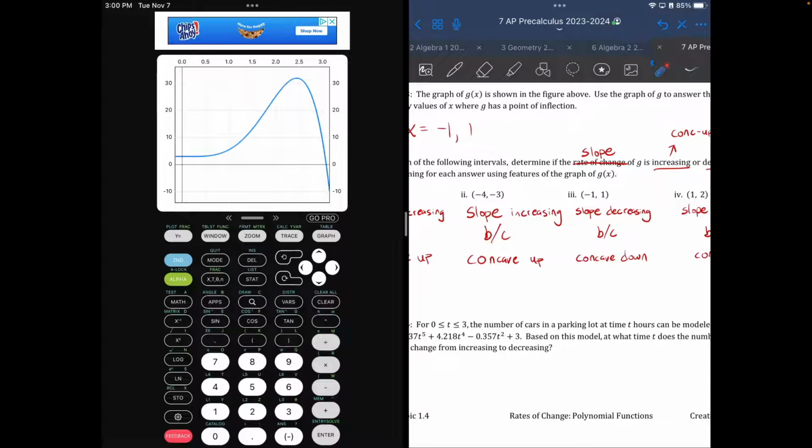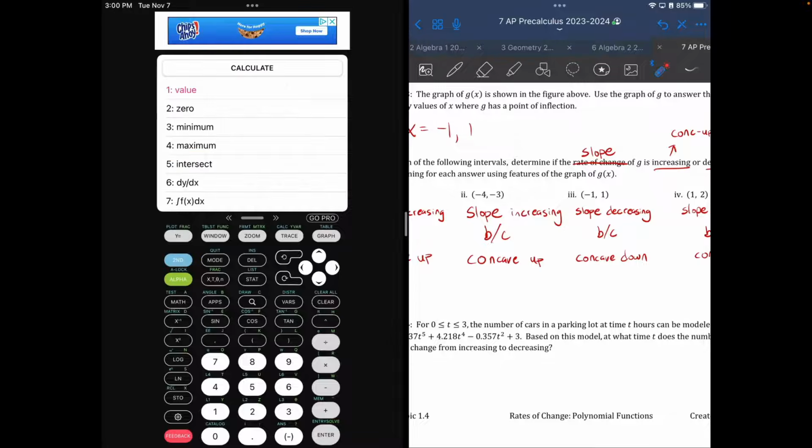Ready, set. You're going to click on second so that we can hit this blue calculate. So it's going to be second trace. Second trace to calculate. What do we want to calculate? What do we want to find here? Intersection. I want to find that place where I went from up to down. What is that called? dy over dx. Yes, it's called a maximum. So just type in 4. We're trying to find a maximum.